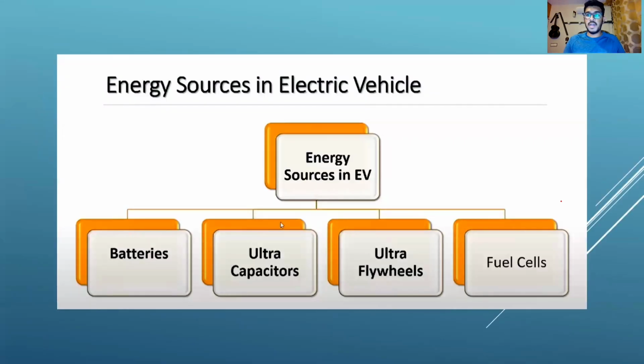Now, before we move into the battery circuit model, let us talk about the energy sources in electric vehicles. We all know that every electric vehicle needs an energy source to power it or run it. The most common ones are batteries, ultracapacitors, flywheels, and fuel cells. Starting with batteries, the most common example is the lithium-ion battery, which is used in electric vehicles as well as cell phones, etc.